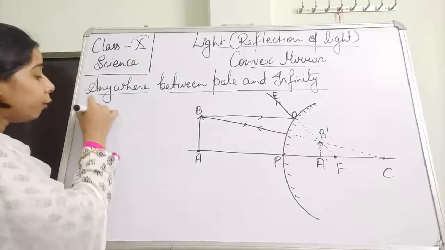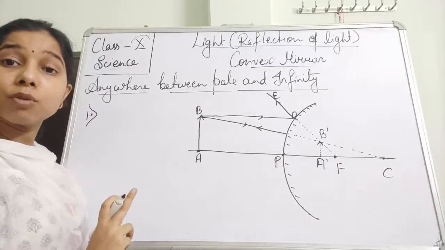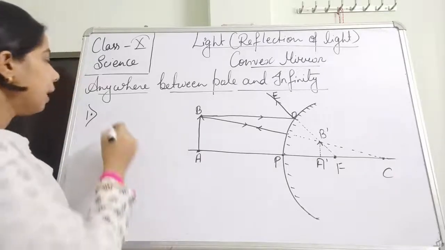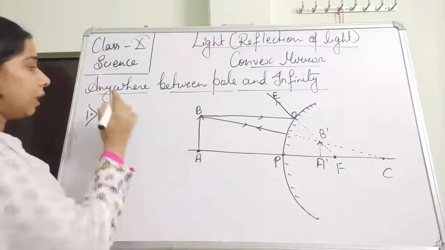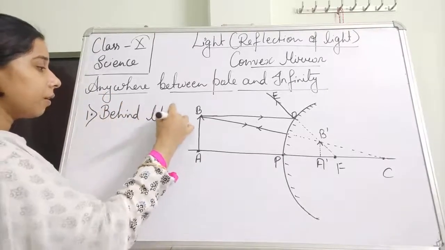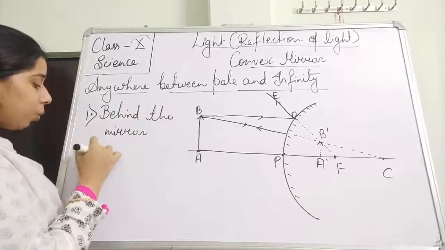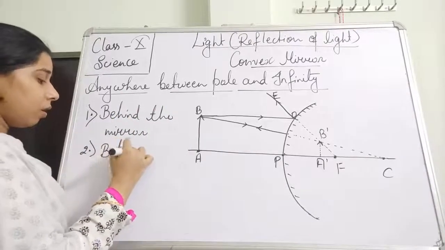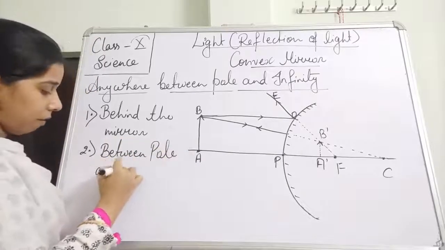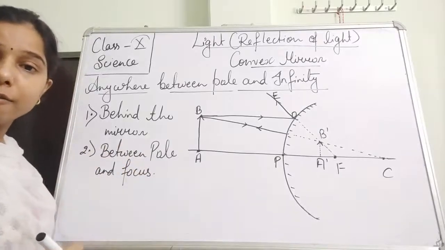So what kind of a conclusion do you get from this? First of all, the kind of an image formed when the object is kept between pole and infinity, that is where the formation of the image happens, student. It is behind the mirror. Where exactly? Between pole and focus. Between the pole and focus.